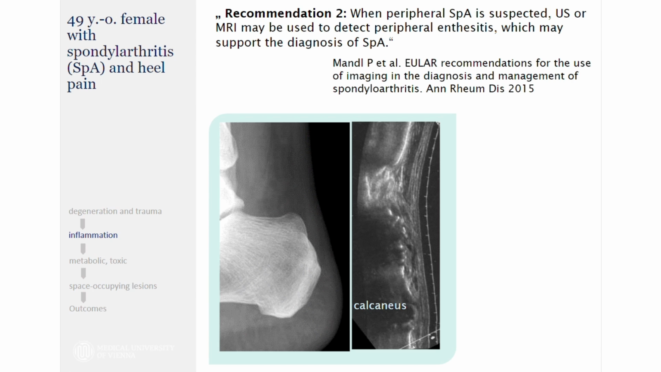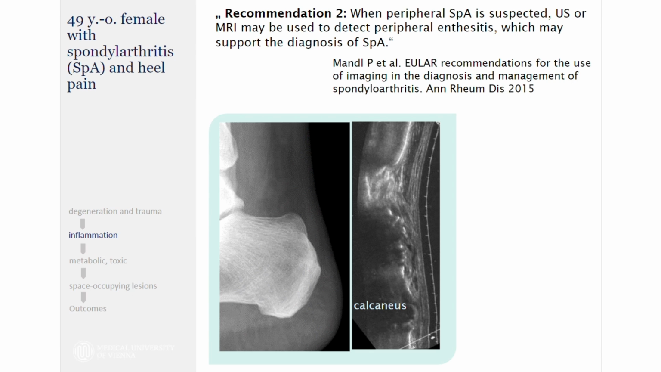This was the patient with psoriasis, but not gout. And here, the radiograph is showing normal findings. However, with ultrasound, you see the typical erosions that are located a little bit beside the contour of the posterior calcaneus.